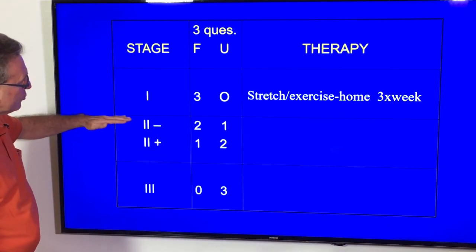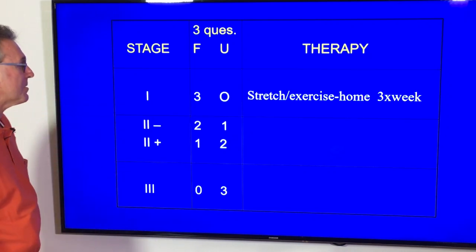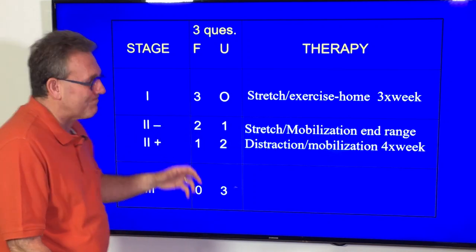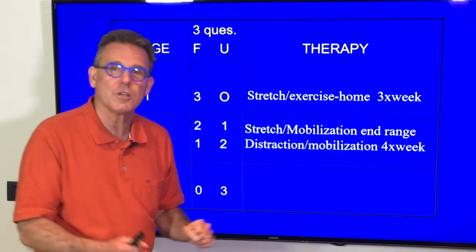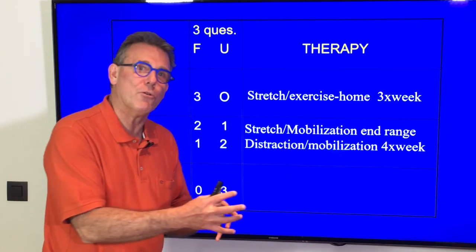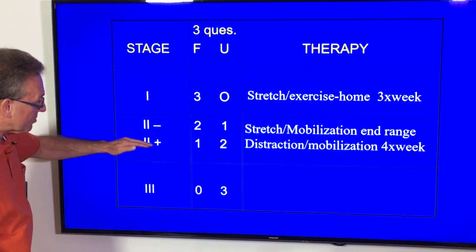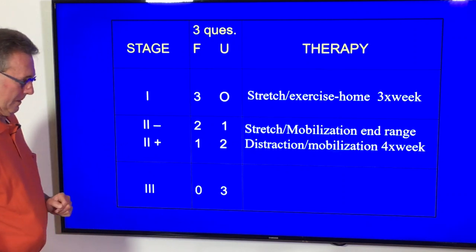If you have a stage 2 minus, you have 2 favorable answers and 1 unfavorable answer, then you have to be careful with intensive stretch. Do end range mobilization first before you try stretch. When you have a stage 2 plus, you have 1 favorable answer and 2 unfavorable answers.